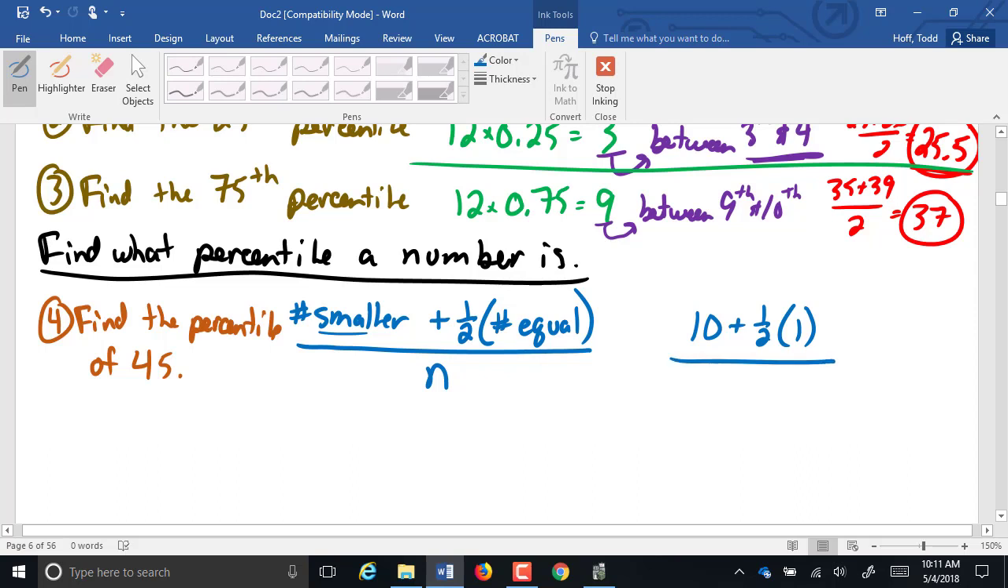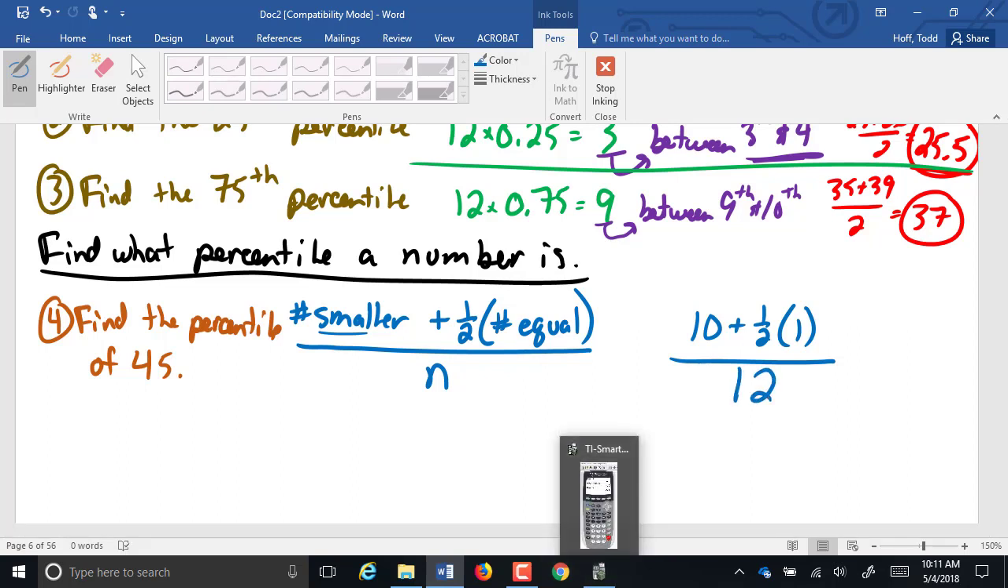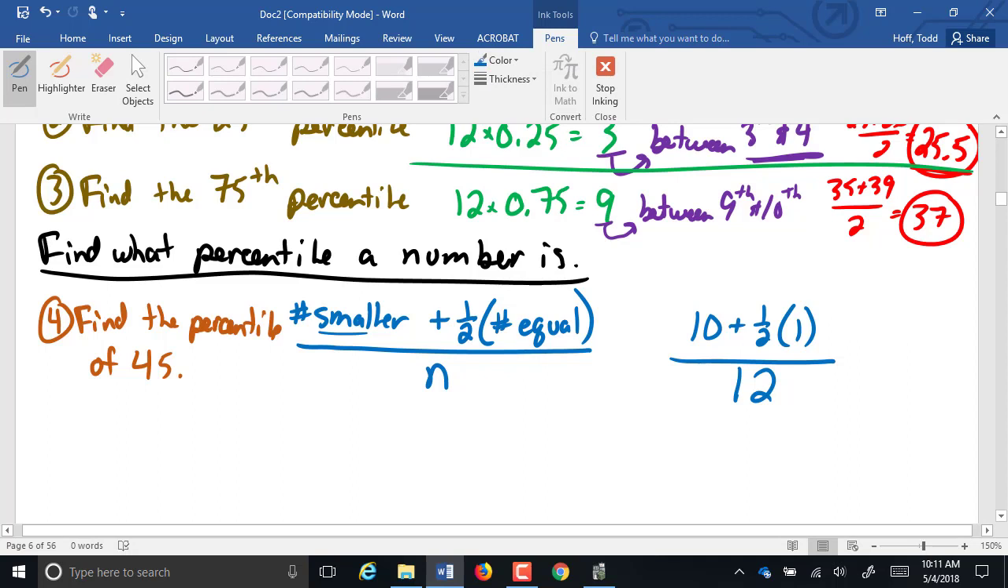N, of course, is still 12. So 10 plus 1/2 times 1 is 10.5. 10.5 divided by 12 is 0.875, I believe. So that is the 87.5th percentile.